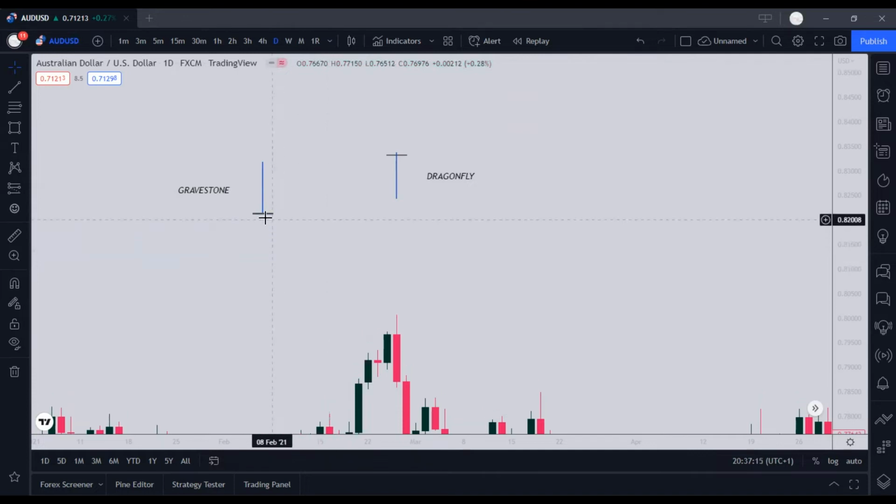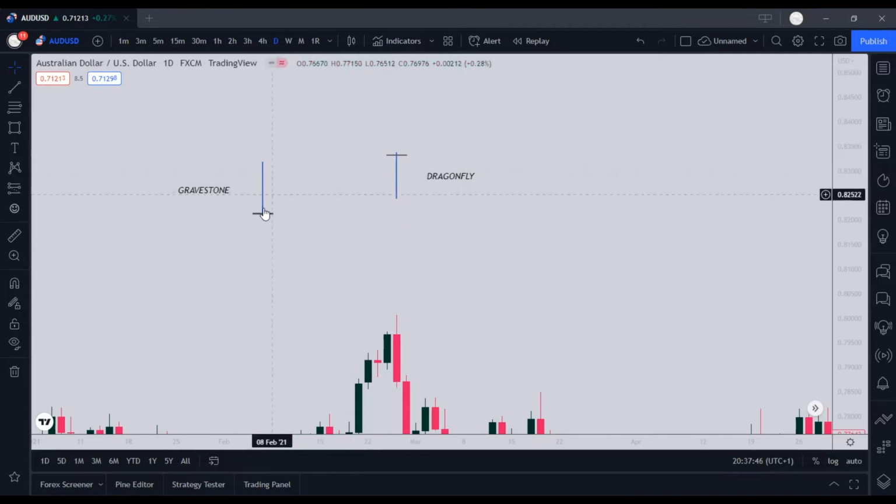So something like this, so that the closure and then the opening happens at the same place. It means buyers were in control when price opened and it went up, but sellers brought it down to the place where it opened. Then here too, the same thing: sellers were in control, then buyers pushed the market up to where it also opened.